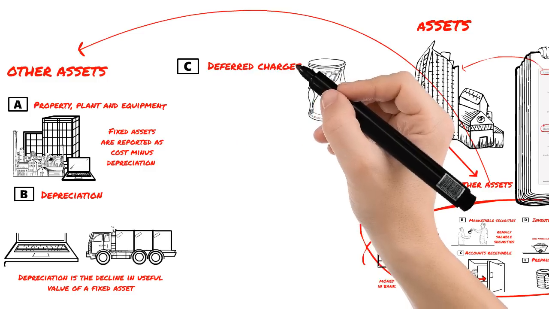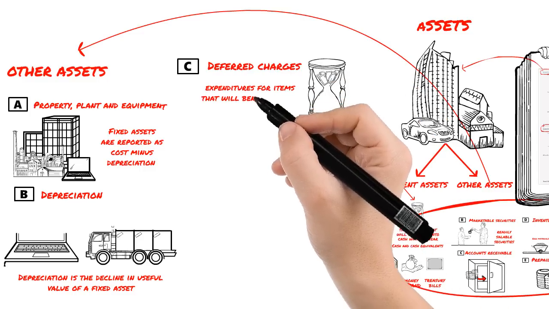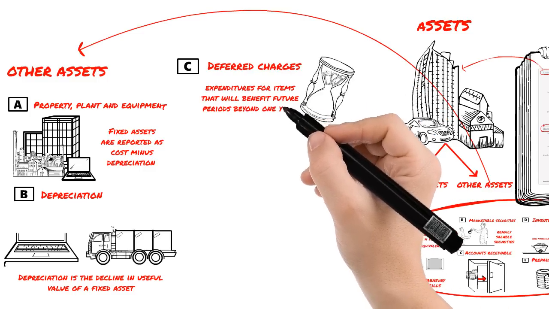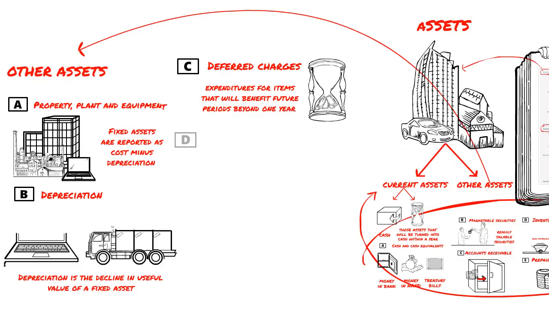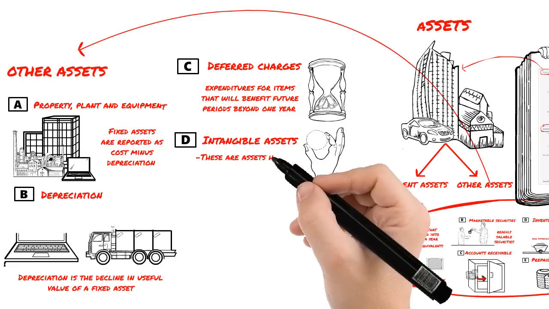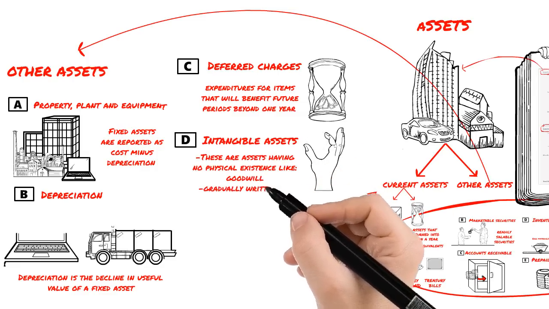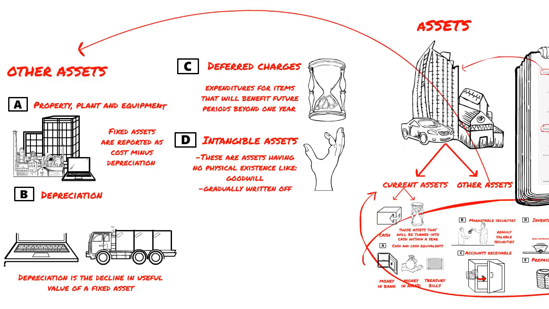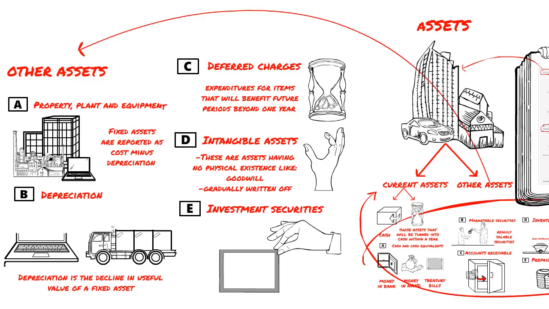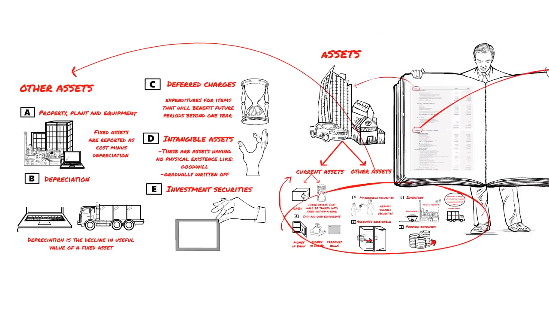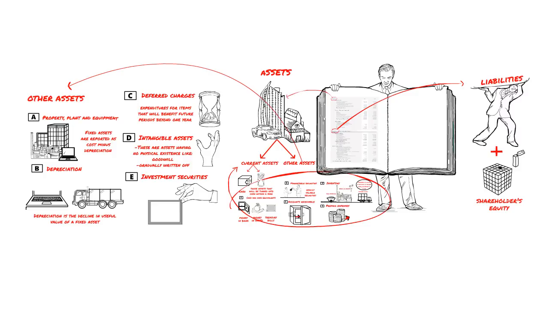Deferred charges: these are expenditures for items that will benefit future periods beyond 1 year. Intangible assets: these are assets having no physical existence, like goodwill. These are gradually written off by periodic charges against income over estimated useful lives. The process is called amortization. Investment securities. All of these current and other assets are added together to produce total assets.